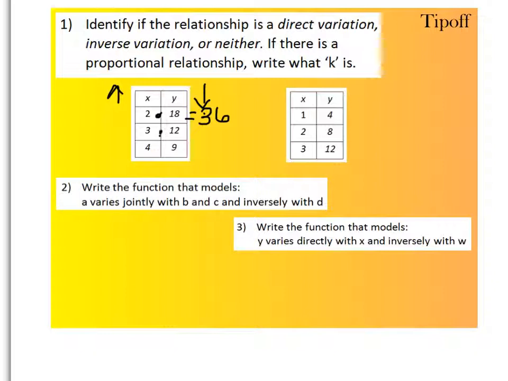3 times 12 is also 36. 4 times 9 is also 36. So since they're all the same, this is inverse. It then says if it has a relationship, which means inverse or direct, to write what k is, and k is the 36.